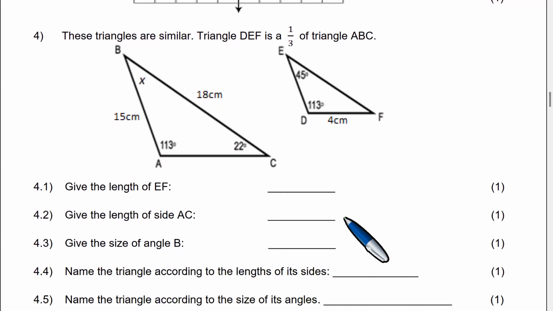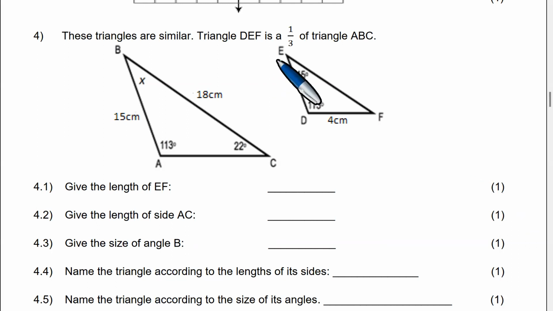Let's look at question four. These triangles are similar. Triangle DEF is one third of triangle ABC. Give the length of EF. What's the answer? Okay, you let me know when you're done. You let me know when you're done. Says it's 9 centimeters. Please come again. 9 centimeters. Why?